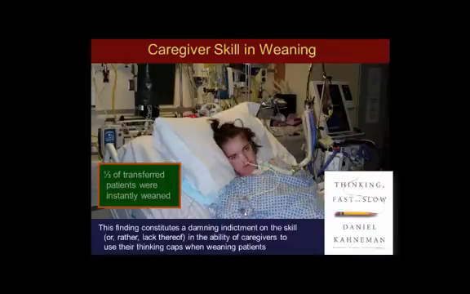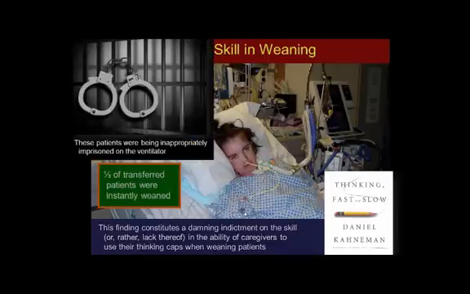So this finding constitutes a damning indictment on the skill, or rather the lack of skill, in the ability of caregivers to use their thinking caps when weaning patients from the ventilator. These patients were being inappropriately imprisoned on the ventilator.